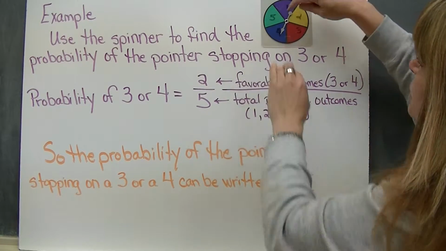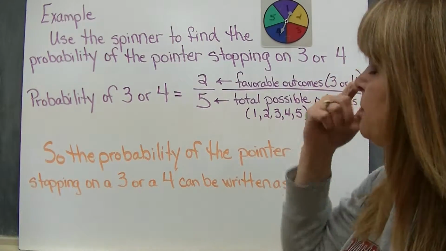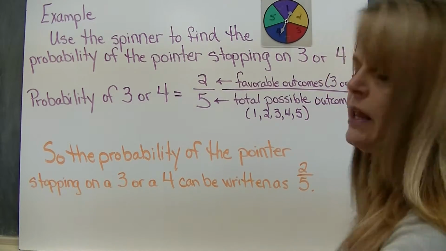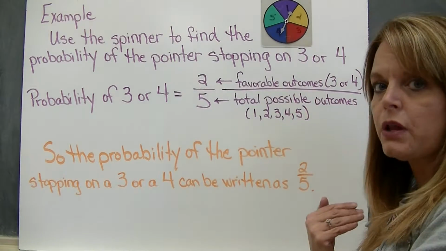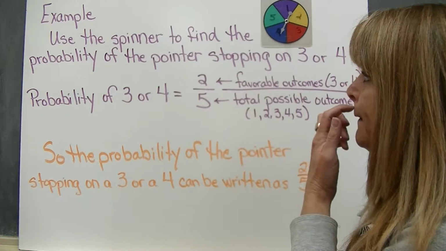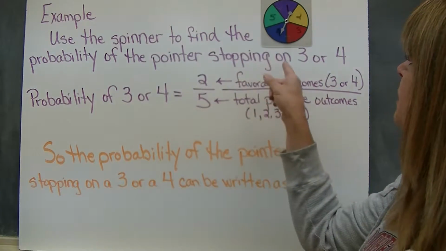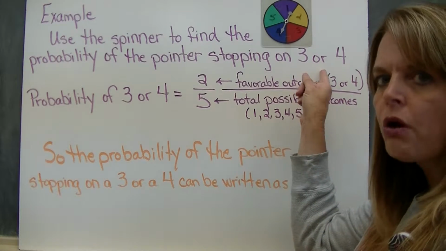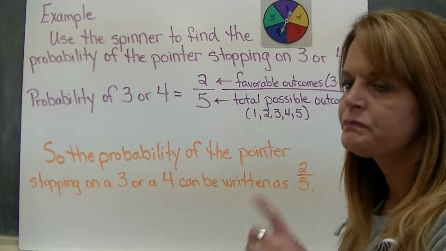There's my spinner. You'll notice I have numbers on my spinner also. So here's another example where we're talking about the number line. If it's less than half, it's unlikely. If it's more than half, it's more likely. And if it's right at half, it's equally likely. So use the spinner to find the probability of the pointer stopping on 3 or 4. Now this is important because I'm using the word or.